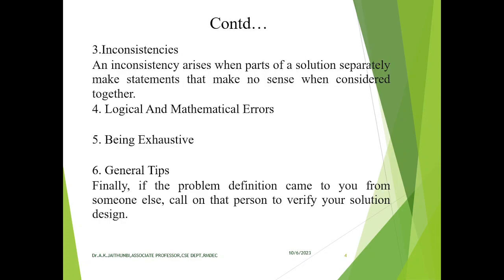Right. The next point is inconsistencies. Eliminating ambiguities helps to counter another source of bugs, namely inconsistency. And inconsistency arises when parts of a solution separately make statements that make no sense when considered together.